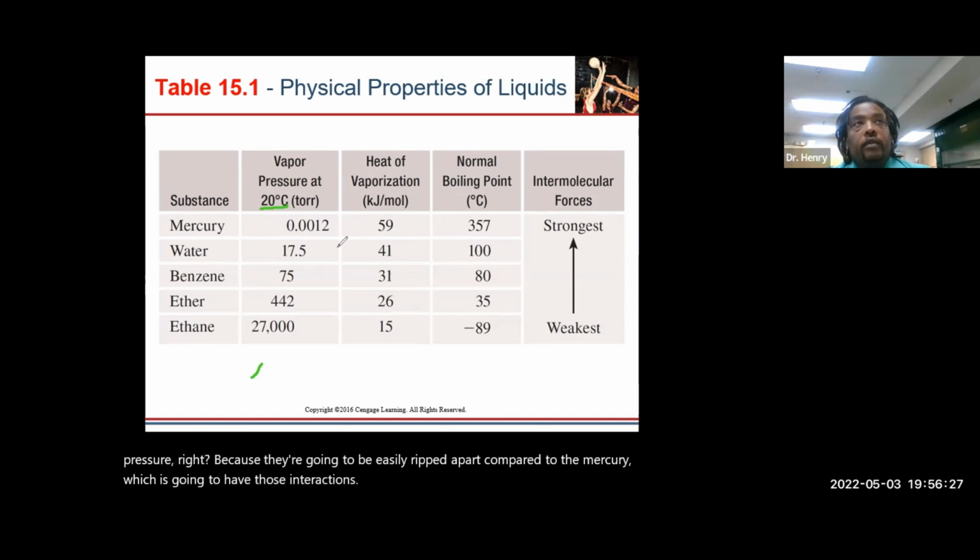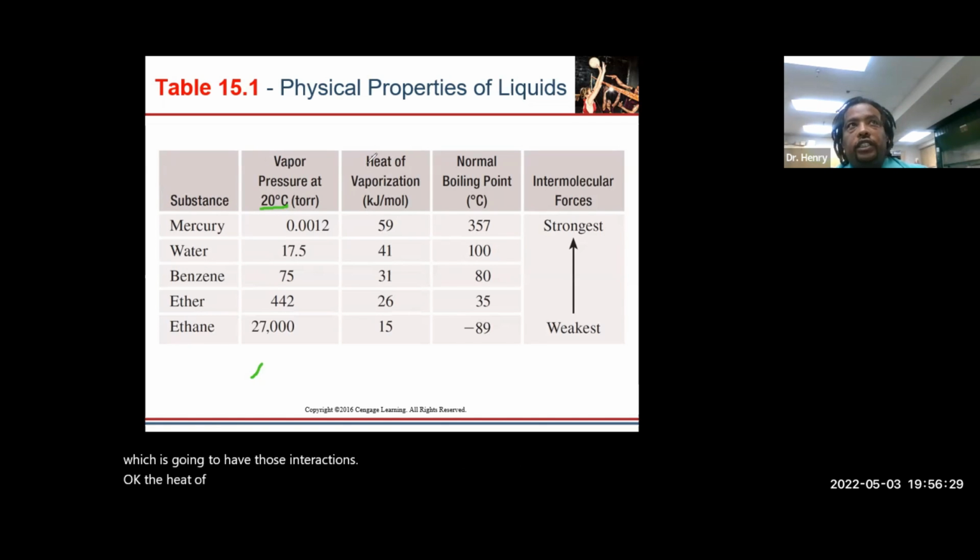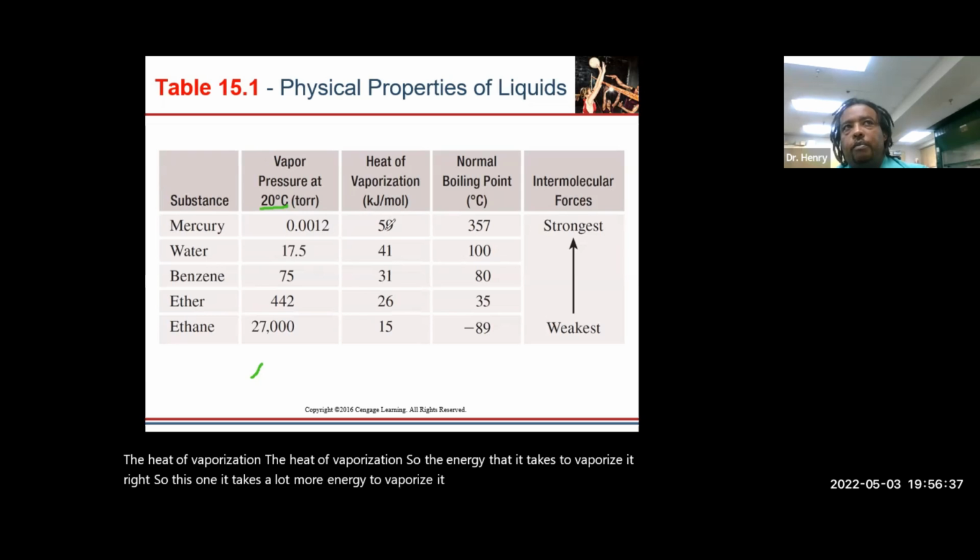The heat of vaporization is the energy that it takes to vaporize it, right? So for this one, it takes a lot more energy to vaporize it. It's 59 kilojoules per mole. This one is water, that's 41 kilojoules per mole, where it takes less energy to make it a vapor.